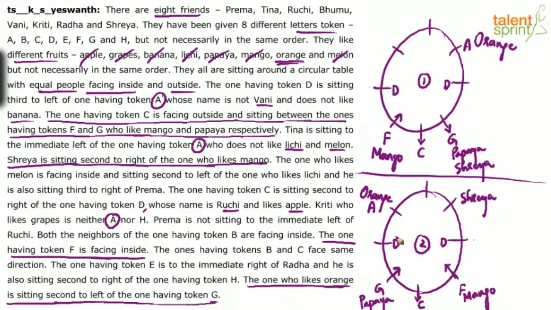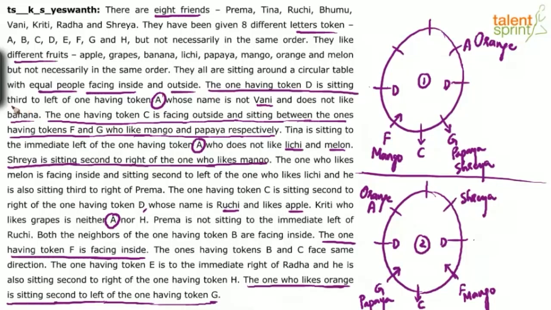Now I think reading these statements would make a lot of sense. I can clear this now. We have done these cancellations according to person A. We can now try out the other things. Read the statements now. The one having token D is sitting third to the left of one having token A. Only look at the first part.